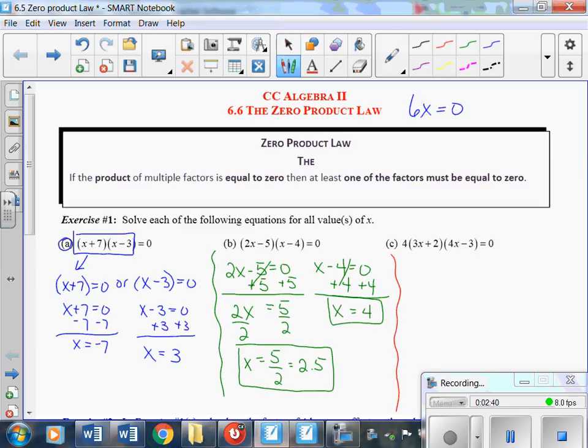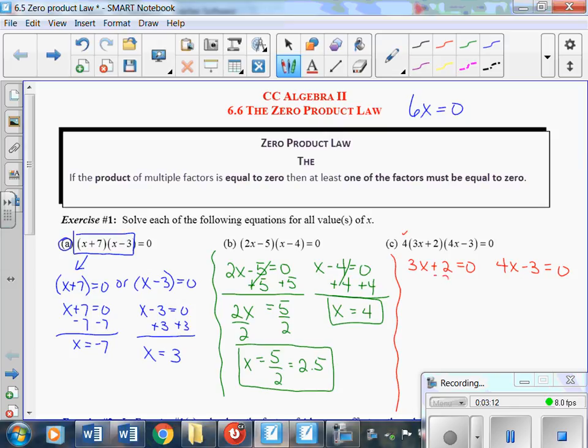And the last one here, notice, and I'm getting ahead of myself a little bit, I have a 4 sitting out front. So can I set 4 equal to 0? No, because 4 is 4. That's like telling me, can I set you equal to Dave? Well, no, unless your name is Dave, you can't be Dave. So 4 doesn't have to be set equal to 0, but we have to take out 3x plus 2, set that equal to 0. And we also have to take out 4x minus 3 and set that equal to 0.